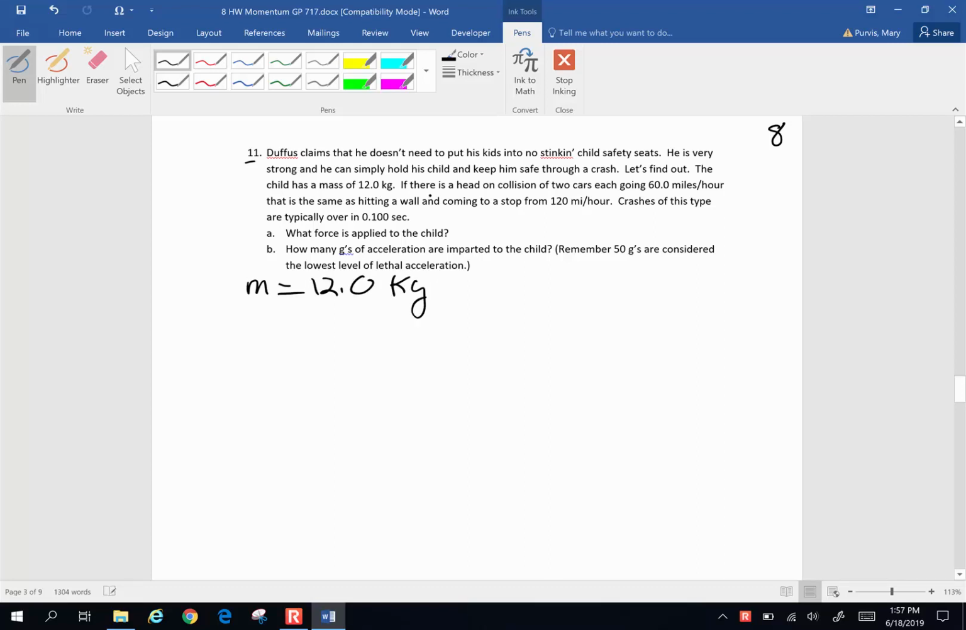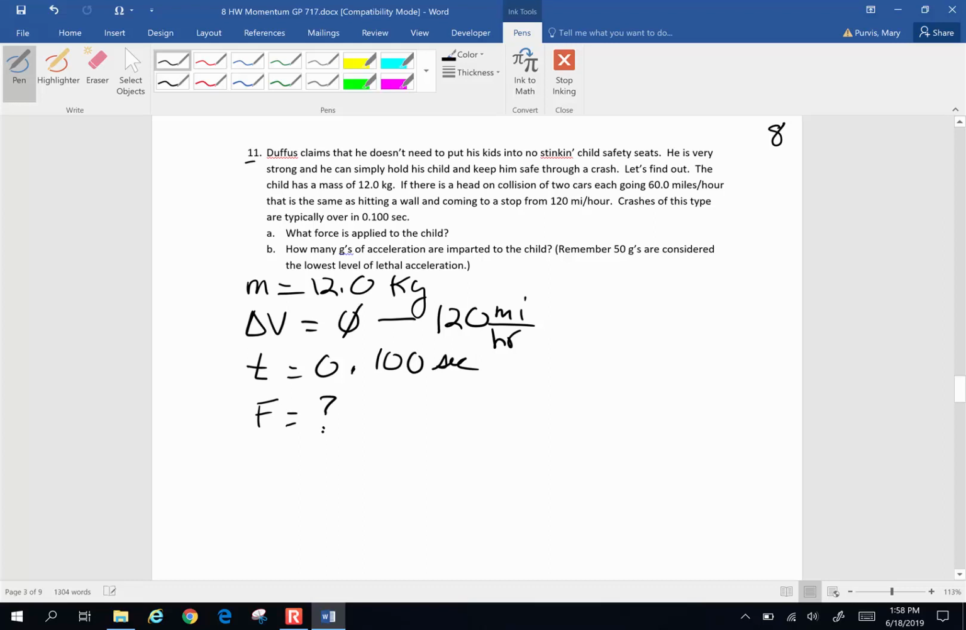If there is a head-on collision of two cars, each going 60 miles per hour, that's the same thing as hitting a wall and coming to a stop from 120 miles per hour. So the change in velocity is from 0 down to 120 miles per hour. A typical crash of this type will happen over about 0.100 seconds. Everything's going to be over in about a tenth of a second. I want to know what force will be applied to the child during this time of deceleration.